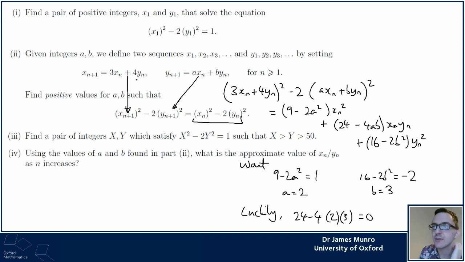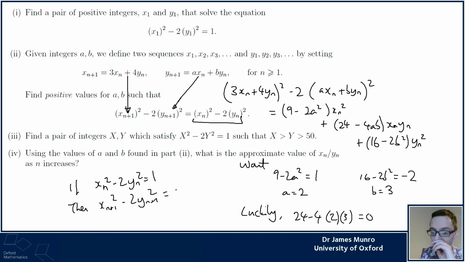So if xn squared minus 2yn squared is 1, then xn+1 squared minus 2yn+1 squared is also 1, because it's equal to the previous thing. So this says as you generate these numbers through this sequence, according to these rules, you get new examples of solutions to the equation x squared minus 2y squared is 1. I think that's pretty cool.